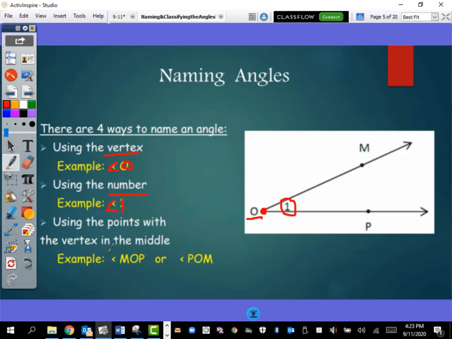The third one is using the points with the vertex in the middle. So the O is always going to be in the middle. And you're going to use 3 letters. So you could start with M, then O, and then P. So you could write it angle MOP. The second one, you could write it POM. So the opposite. But just remember, O has to be in the middle. So you write it angle POM.